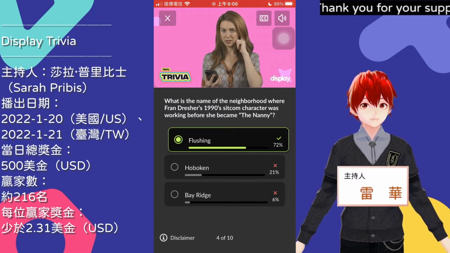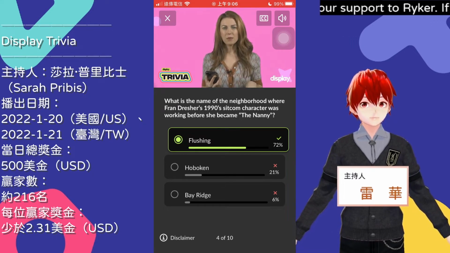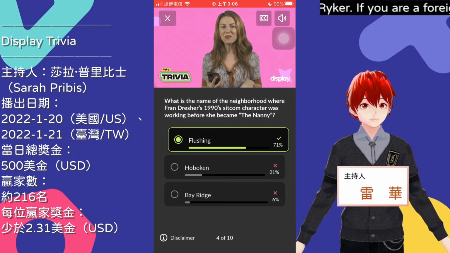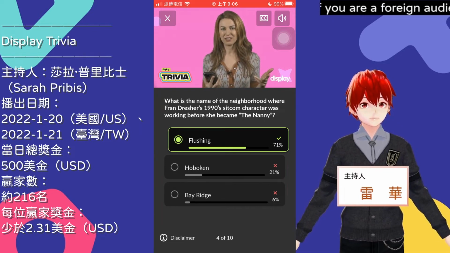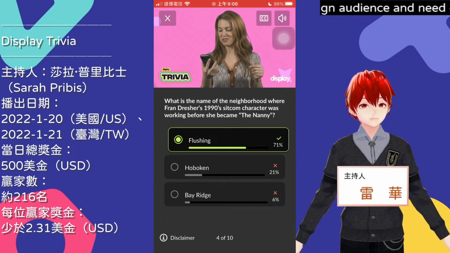Oh, those are real places? Oh, okay, well, that's your opinion. The neighborhood where Fran Fine was working before she became the nanny was Flushing, Queens. I know it's named after a toilet, but you know, it is a very real place. 71% of you got it.